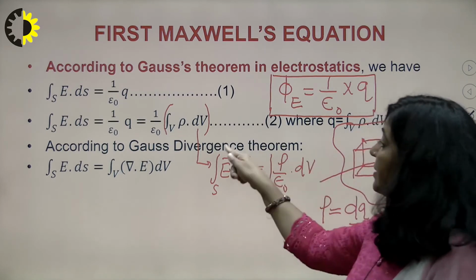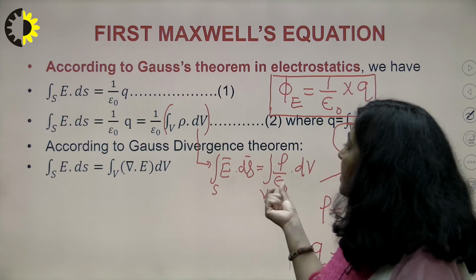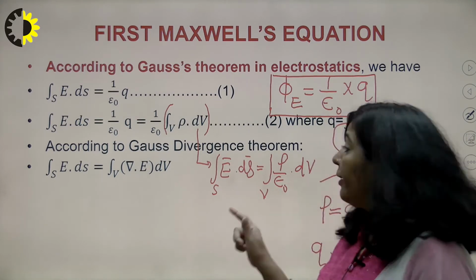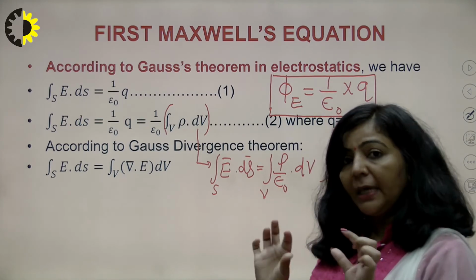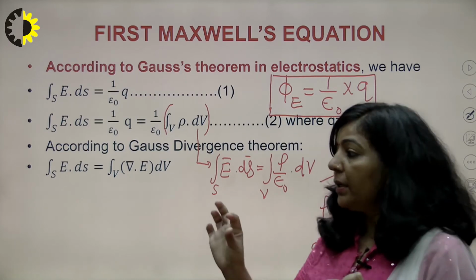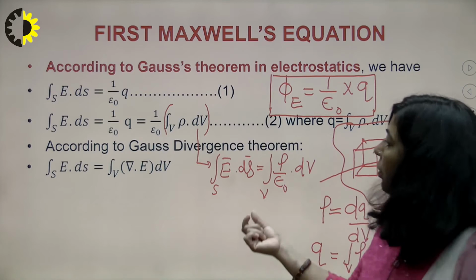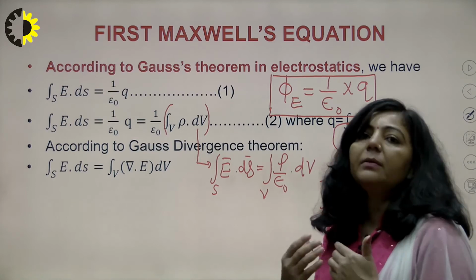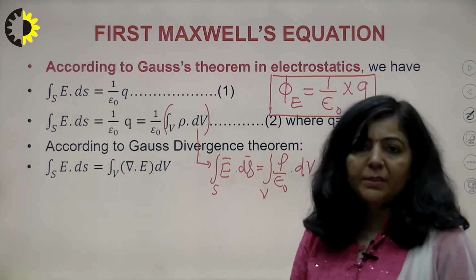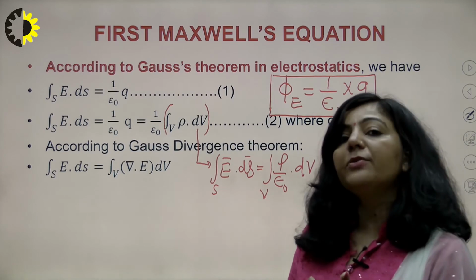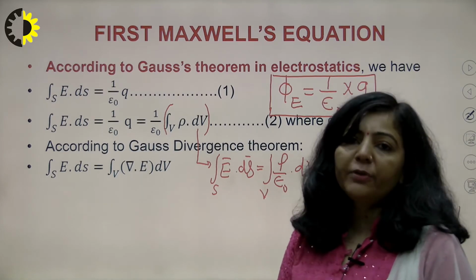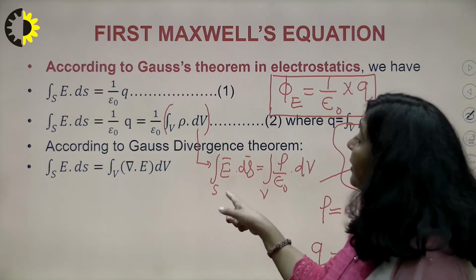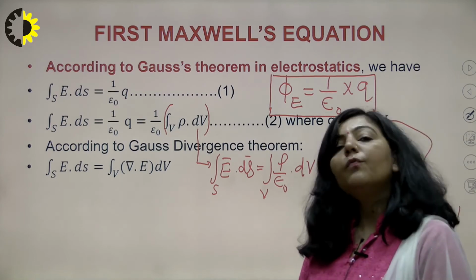Now this equation states that this surface integral is equal to this volume integral. So this is surface integral, whereas this one is volume integral. So it is not easy to compare these two. Our job will be easier if on both the sides of this equation we are having a similar type of integral. So according to Gauss divergence theorem, you can convert this surface integral into volume integral.